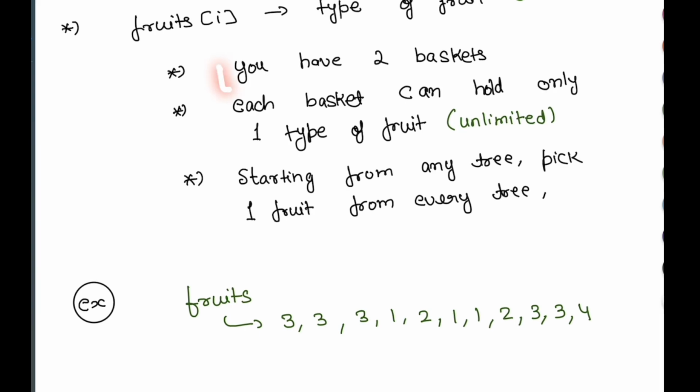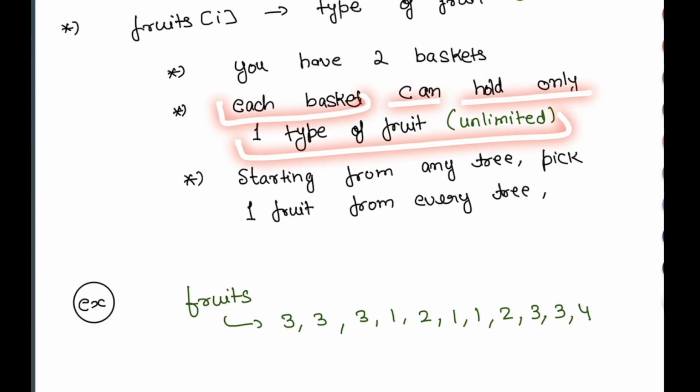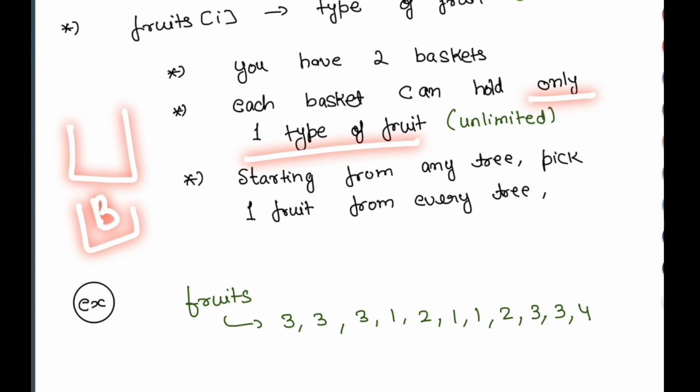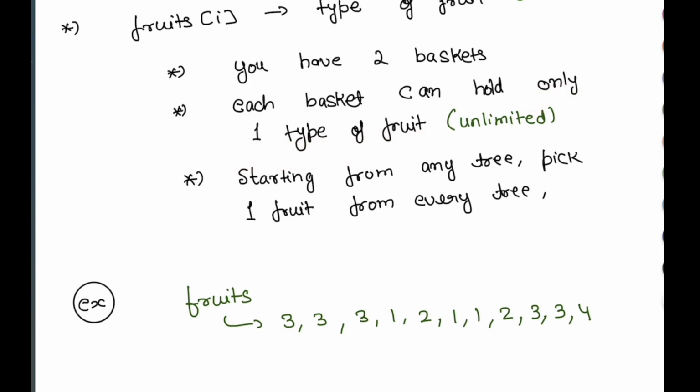What you have is two baskets. Each basket can hold only one type of fruit. You can hold an unlimited number of fruits in a basket, but in one basket you cannot put multiple fruit types. Let us say this is your basket, so either you can put mangoes in this particular basket, or you can put guavas, or you can put kiwis. You can pick and keep an unlimited number of fruits in the basket, but you cannot have more than one type of fruit in one basket.